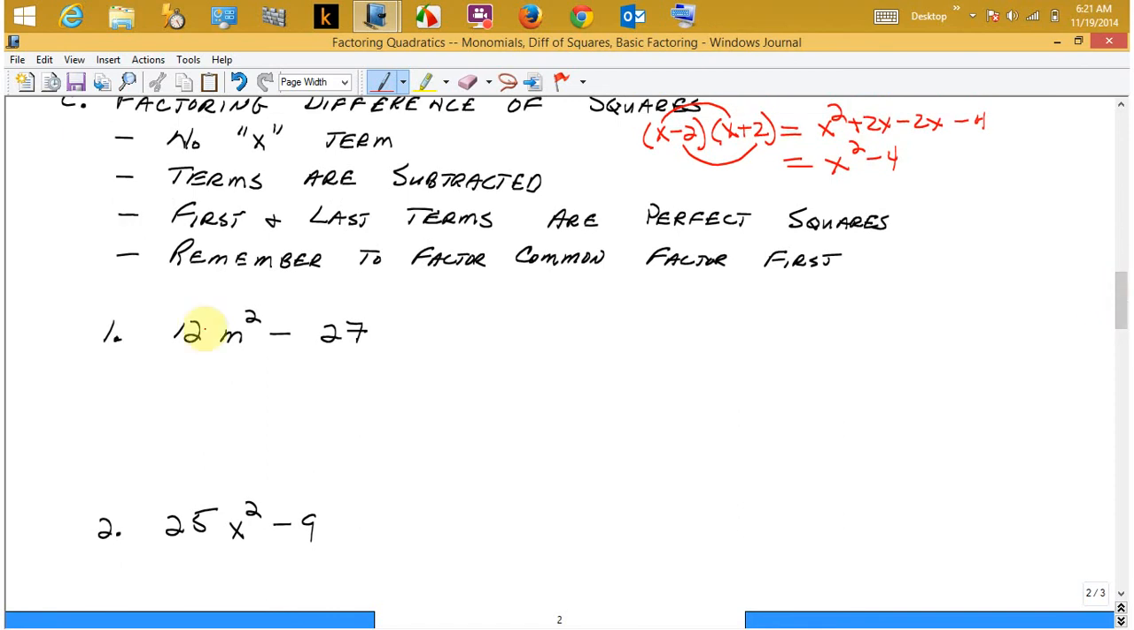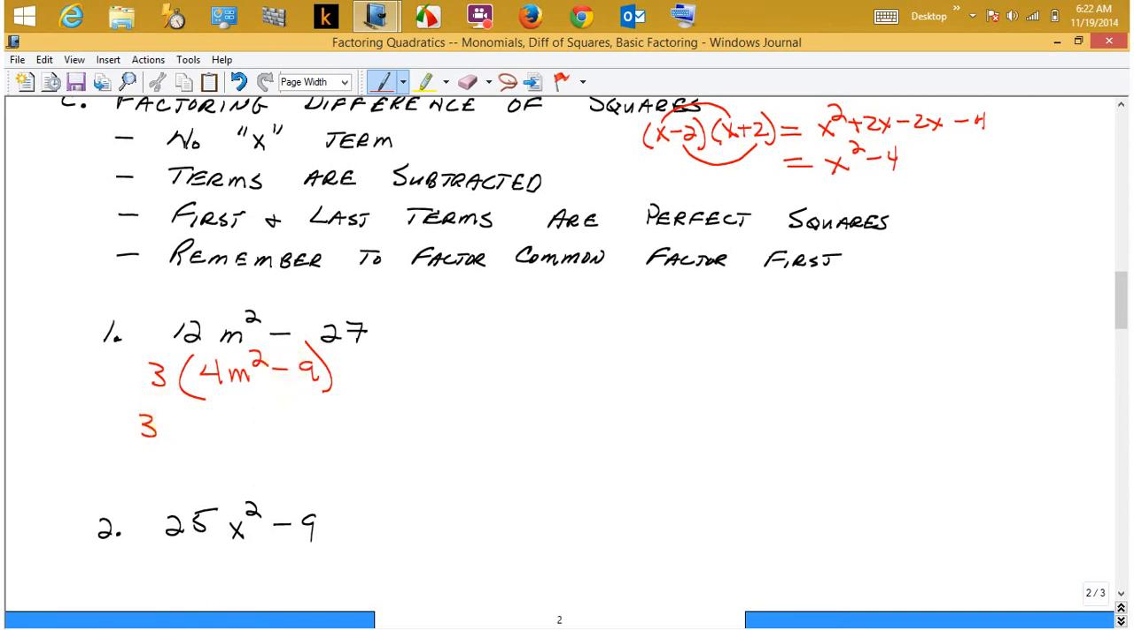I'm going to take a look at the first term and the last term, and I'm going to see if I can pull any common factors out, just like I always do when I factor. And sure enough, it looks like I can pull a 3 out of this. So I'm going to pull a 3 out, and then I'm going to get 4m squared minus 9. And now look what I have left. There is no m term in the center, so that follows with what I said we need to have. The first term is a perfect square, the last term is a perfect square, and they're subtracted. So this is a difference of squares.